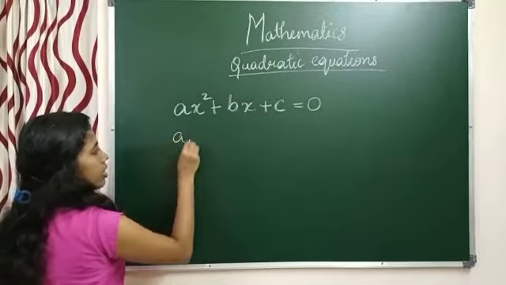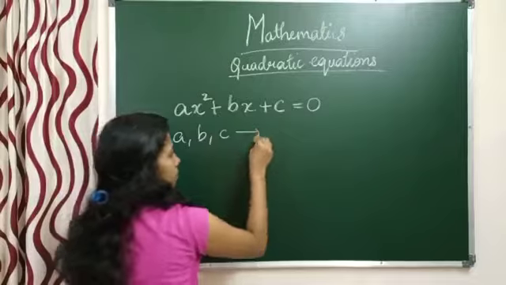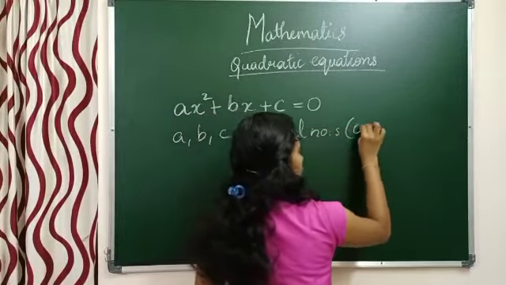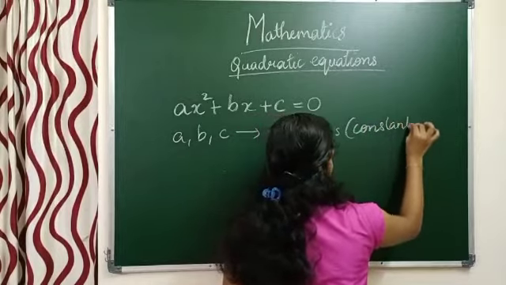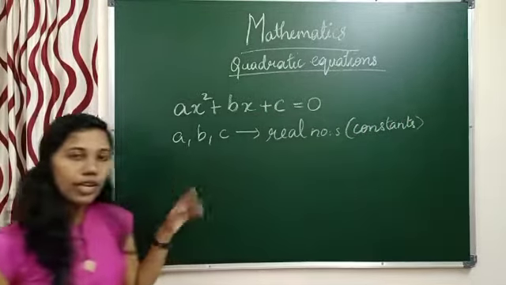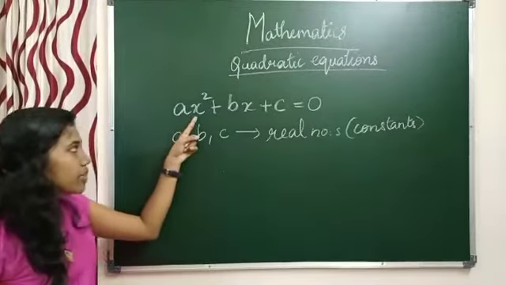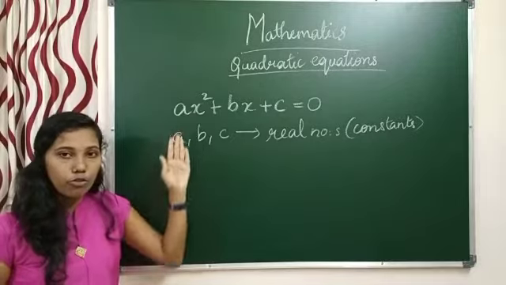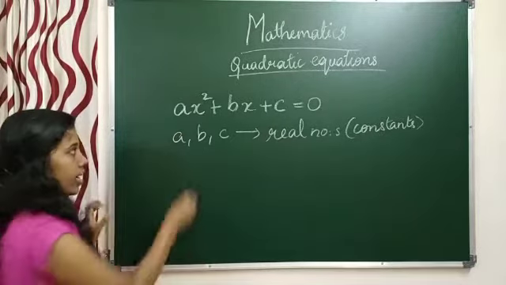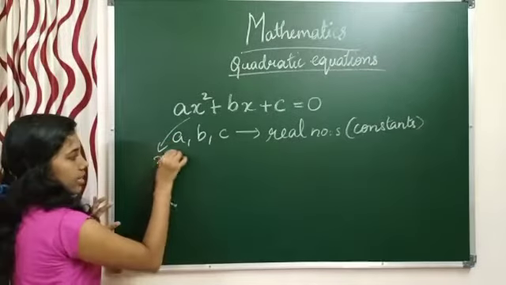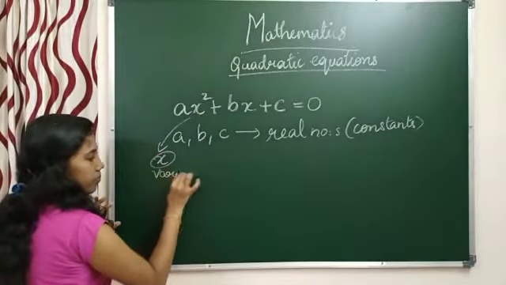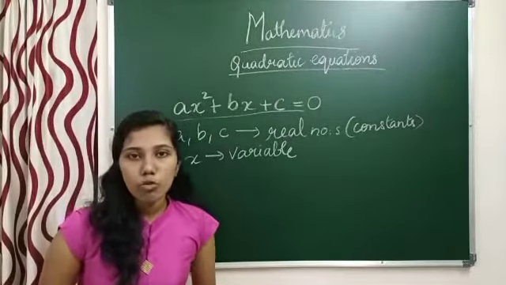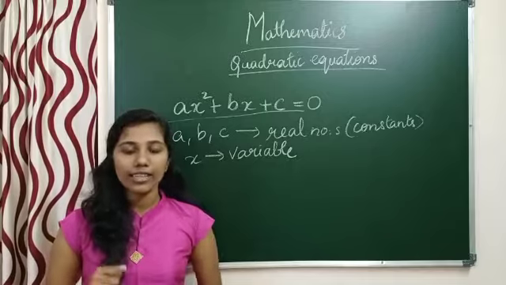Here a, b and c all are real numbers. That is, they are constants. Their values will change. But the variable here is x. It won't change. So this is the standard form of a quadratic equation, and here the variable is x. X is the variable. And a, b and c all are constants. So let's move on to the definition of a quadratic equation.